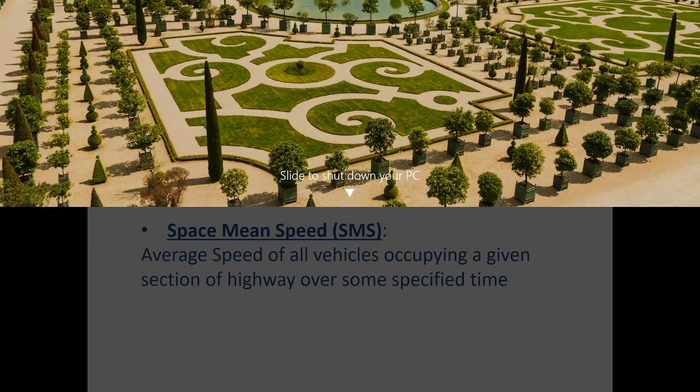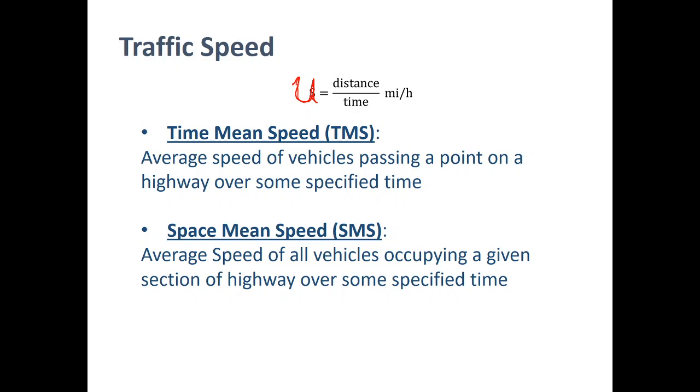So we have here two types of speed. Let me show you the difference between them. When we talk here about speed, we're talking about average traffic speed. We're talking here about the speed of one vehicle, and we're talking here about the average speed on the road.